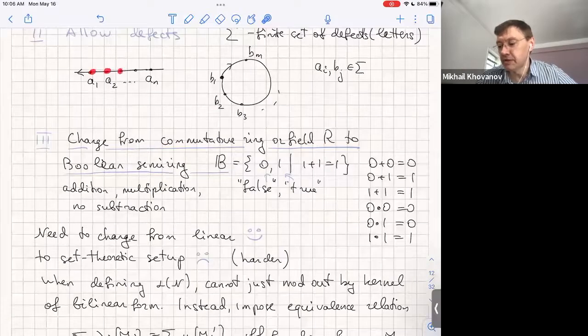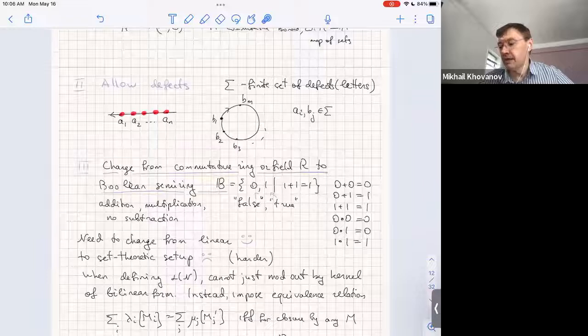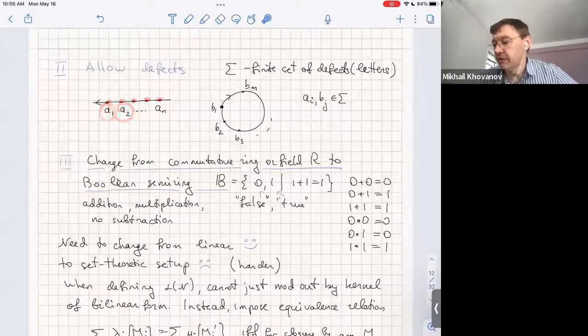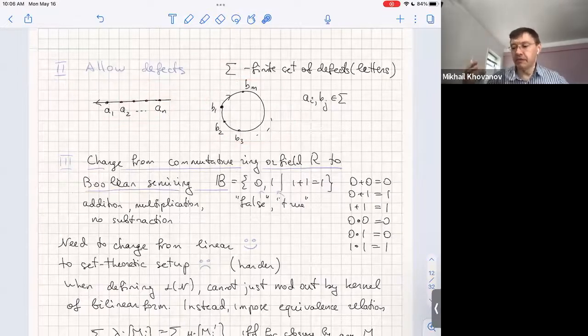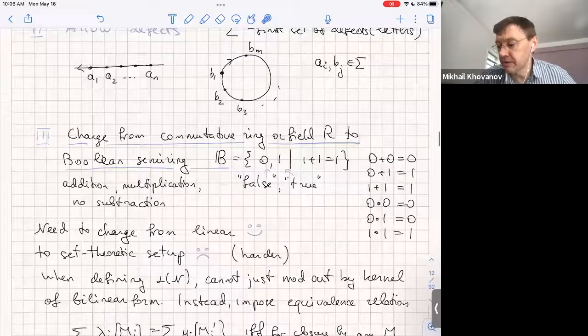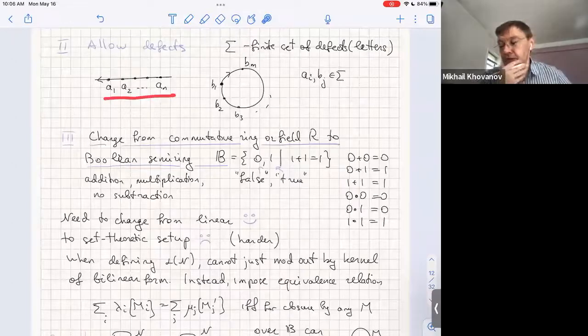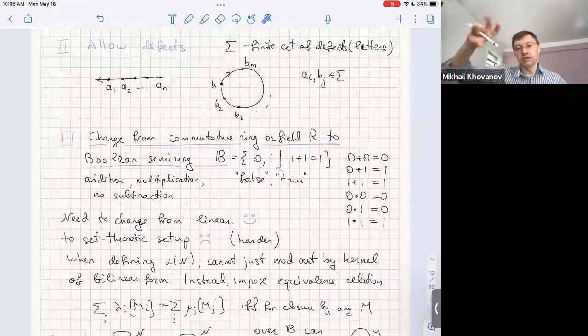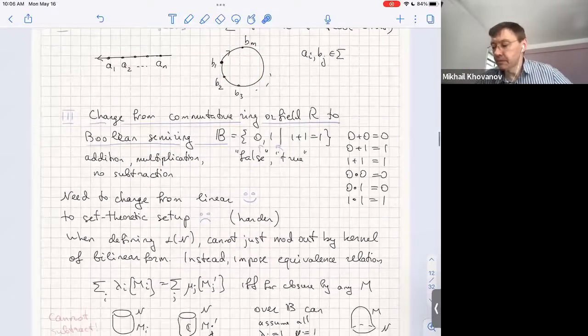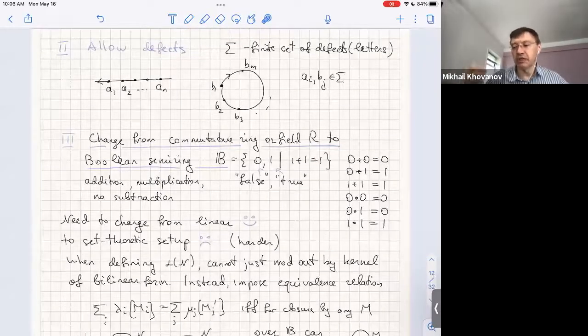So let us allow defects. The defects are these dots on one manifold, the zero-dimensional defects. And each defect carries a label from a finite set of defects sigma. So then any connected manifold is either this or this, an interval with defects. And now we can think of this manifold as words in letters from sigma. This manifold corresponds to a word a1, a2, ..., an, while this manifold corresponds to a cyclic word, because it's a word up to rotation. So we have a large supply of manifolds with defects to use in evaluation functions.